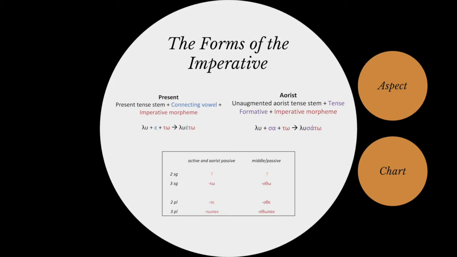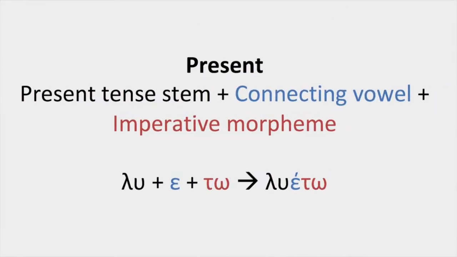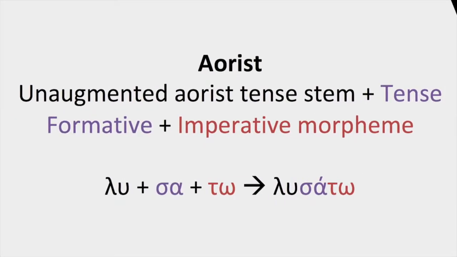Unlike the indicative mood, the imperative is timeless, and therefore present and aorist do not express time. Rather, they express aspect, which we will look at in a moment. The present imperative is formed by using the present tense stem, a connecting vowel, and the imperative morpheme. An aorist is formed much like the present. It has an unaugmented aorist tense stem, a tense formative, and an imperative morpheme.